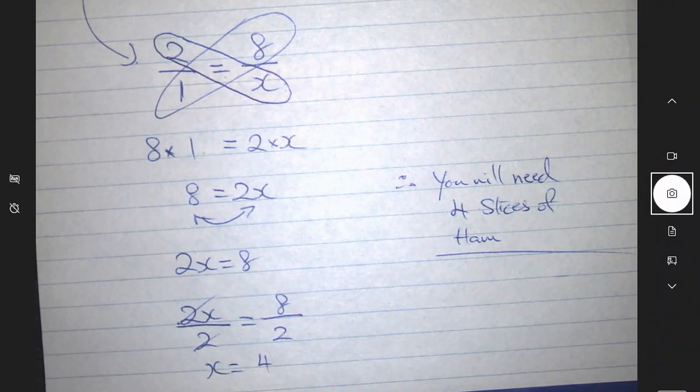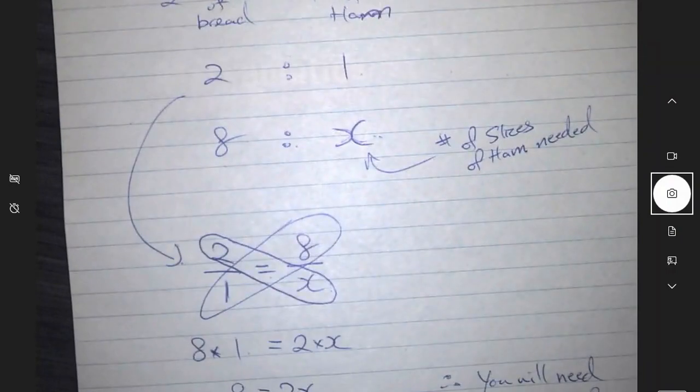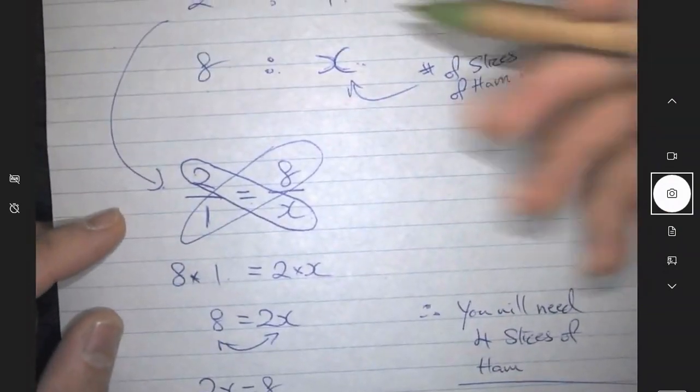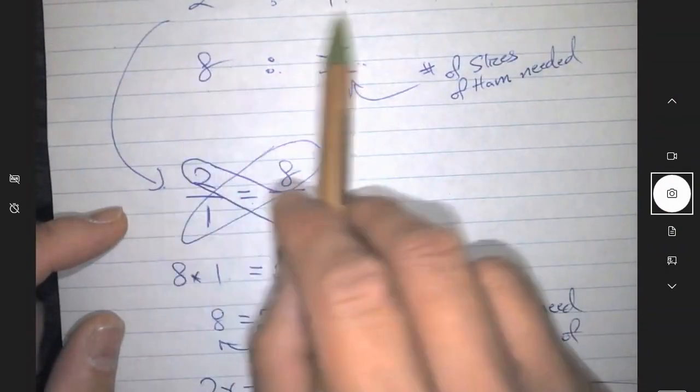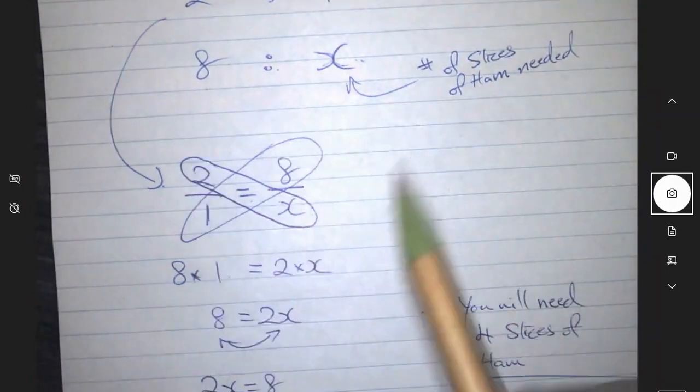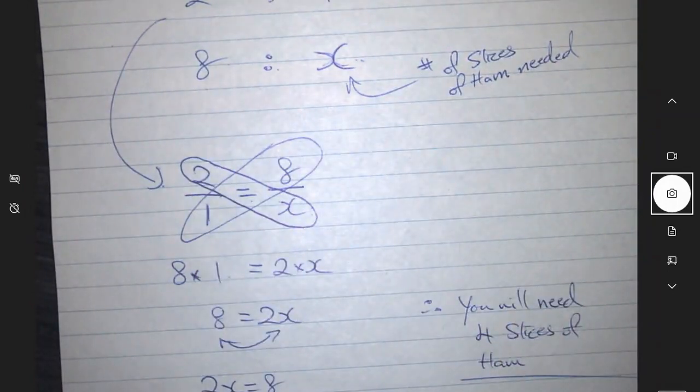How are we doing? Okay, so let's do something where the ratio is not as obvious. Right now it's like 2 to 1, and then so 8 to whatever. Let's do something that's not as obvious.